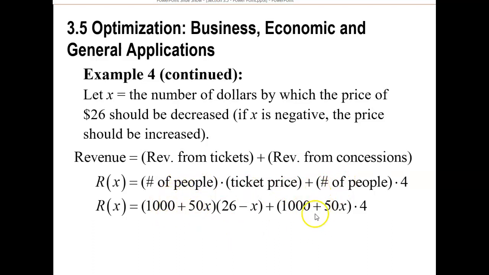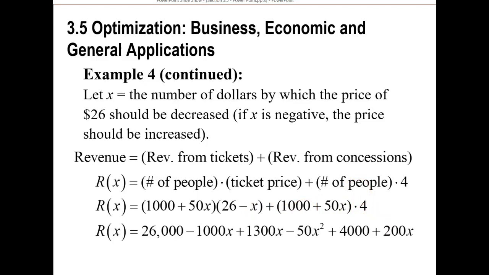So that goes here and here for number of people. Our ticket price is now 26 minus x, and our concession price is still 4. So we're going to FOIL out the first binomial, distribute the 4 here, and clean that up. You should get negative 50x squared plus 500x plus 30,000.